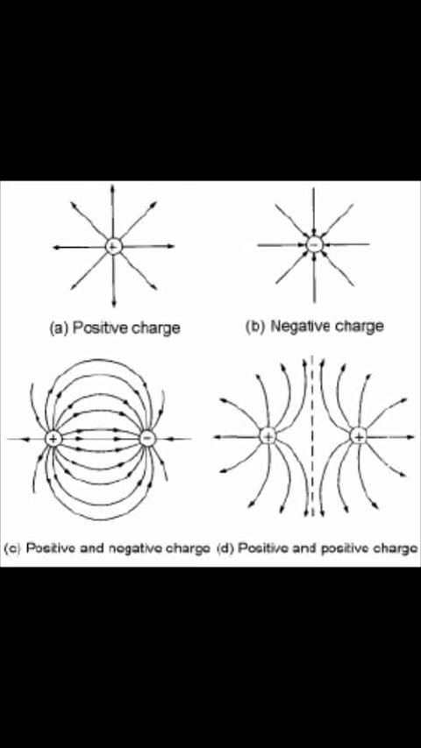And see positive and negative charge, what happens? They will attract. So the line of force goes from positive to negative, is it right? From positive to negative, and beyond that it will go outwards. And see the last picture, two positive charges. What happens? They go away because like charges repel.